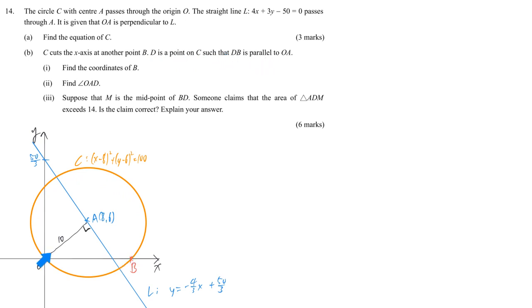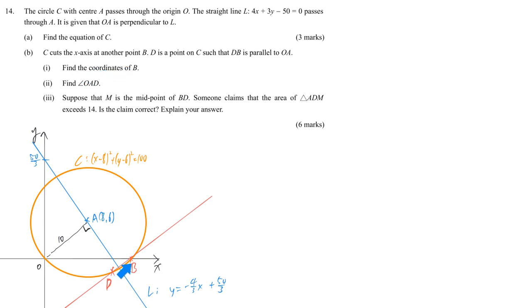So maybe OA is like this, and there may be a straight line here with the same steepness. Maybe there is a line parallel to OA like this. So based on my drawing, D may be here. But in fact, maybe D is somewhere here, I'm not sure. That's not that important. We just need to find the coordinates of B first.